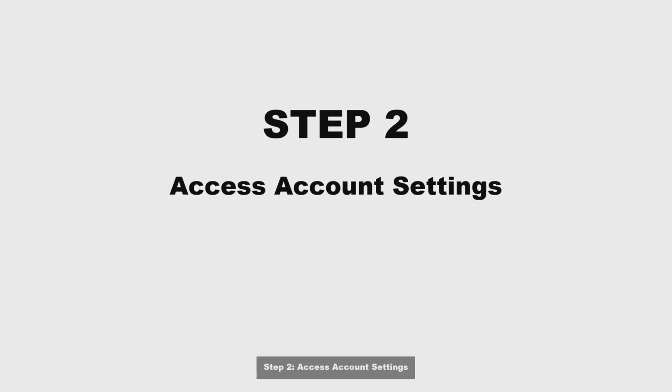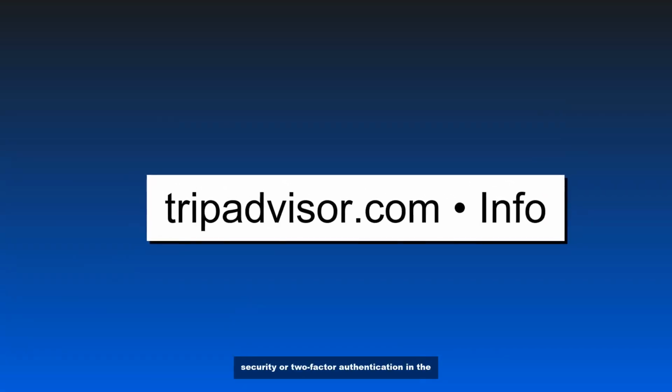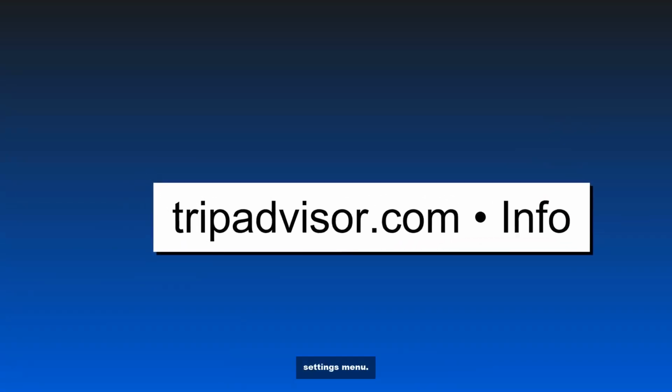Step 2. Access account settings. Once logged in, navigate to your account settings. Look for an option related to security or two-factor authentication in the settings menu.